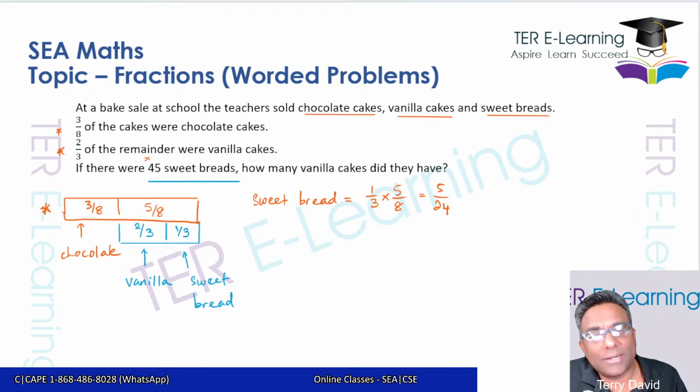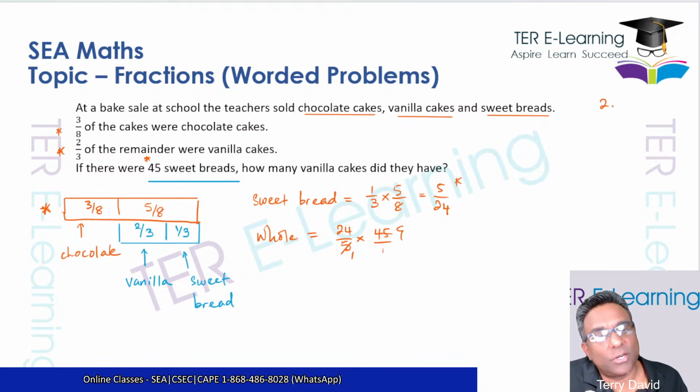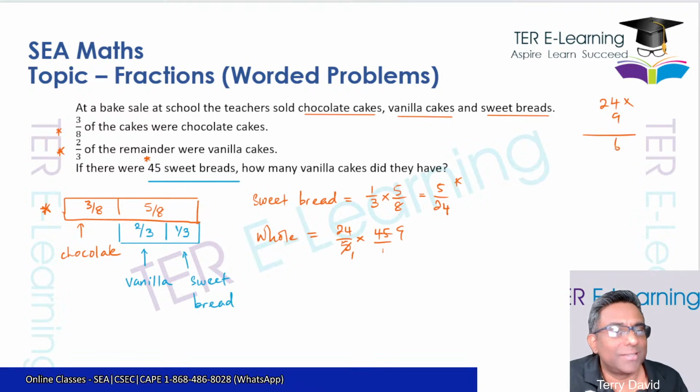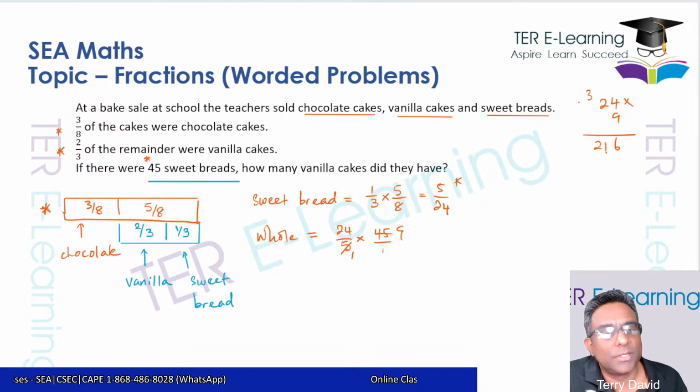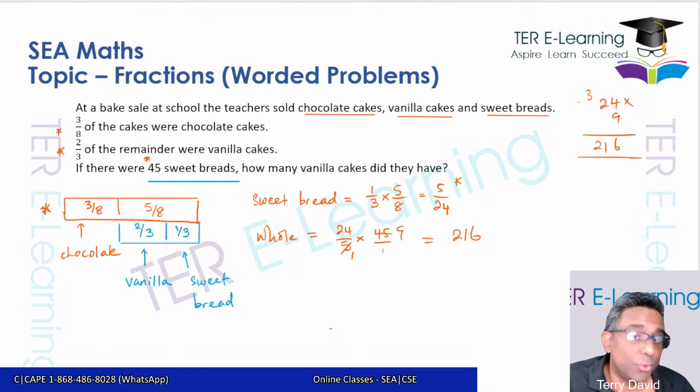But remember, that corresponds to 45. So we need to work out the whole. To do that, we just invert this fraction. That's 24/5, and you multiply by the number of sweetbreads, which in this case is 45. 5 into 5 is 1, 5 into 45 is 9. So we just need to work out 24 multiplied by 9. 9 4s are 36, 2 9s are 18, plus 3 is 21. So this represents the total number of baked goods at the beginning: 216.